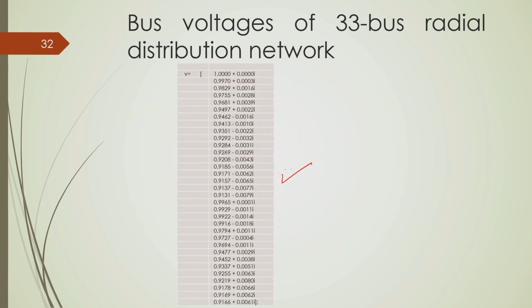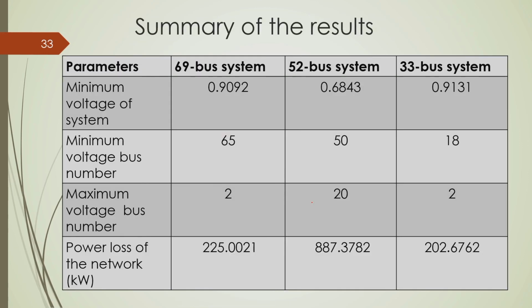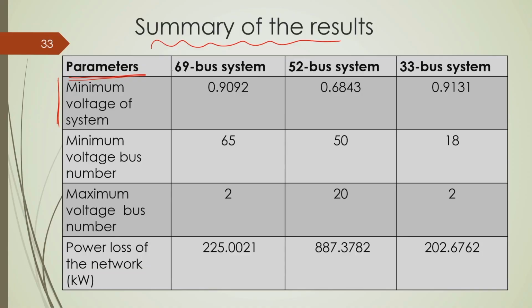This is again the value that we get after execution of all the iterations, and this is of course in per unit. Now, we have a summary of results which gives some important parameters which we use to assess the operational performance of a network. One is called minimum bus voltage. Now, what is minimum bus voltage? We get all this in per unit. For the 69 bus system, it is 0.9092 per unit.